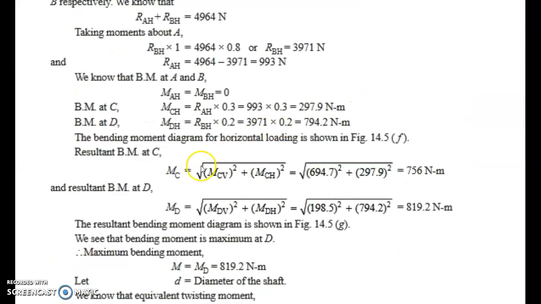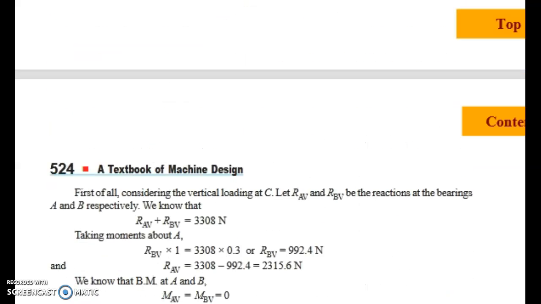This is the resultant bending moment equation. At point C, we can take the value of vertical bending moment and horizontal bending moment, take the square of each, and take the square root of the summation of those square values, and we will get the bending moment at C. Similarly, we can calculate the bending moment at D also using this method. Thus, we can finalize the figure. Which one? This last figure.